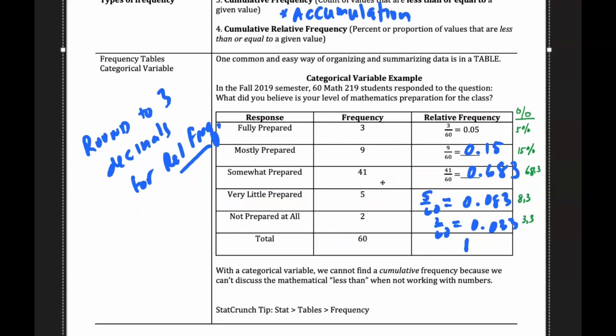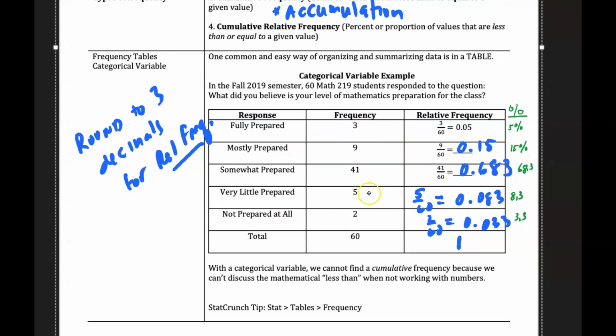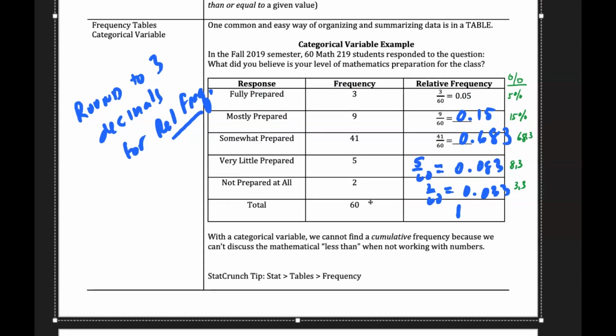And here's an example, actual data from a survey done last semester, in 2019, asking students how prepared they are for statistics, and here were the responses. And so you can see the frequencies, how often something comes up. And then you also have relative frequency, which is again the decimal version of the percent. And so you can see 3 out of 60, which is the total number of students, and you get 0.05, which we convert into a percent so we can communicate that, right? And this is what we're looking at.